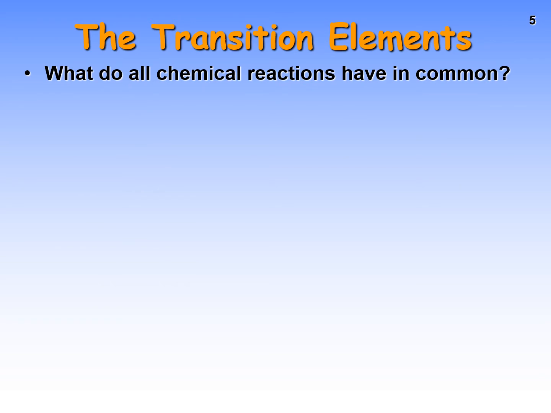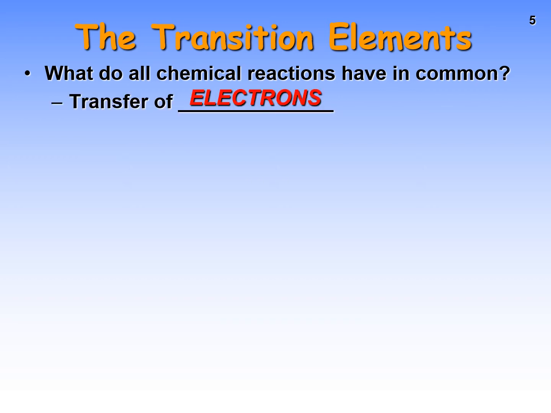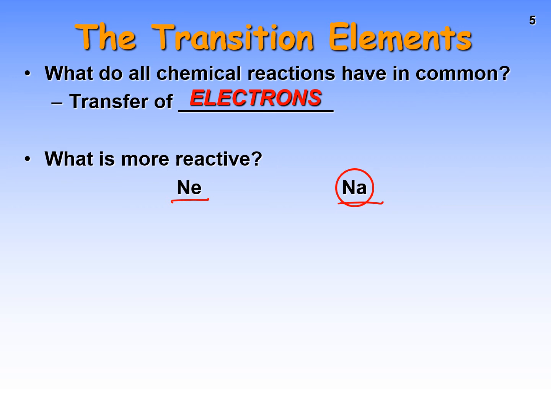What do all chemical reactions have in common? This is an important thing to understand when talking about a lot of the chemistry we're going to talk about here. They all have to deal with a transfer of electrons. Either electrons are being shared between two elements, like in covalent bonds, or there's a full transfer of electrons. In our case, it's mostly going to be transfer. Which of these two is more reactive? Is it neon, a noble gas, or sodium, an alkali metal? Hopefully we all know it's sodium. Sodium is more reactive. Noble gases generally aren't reactive.